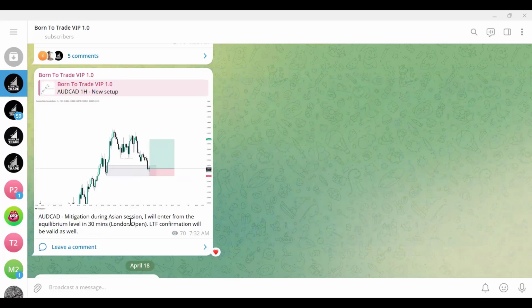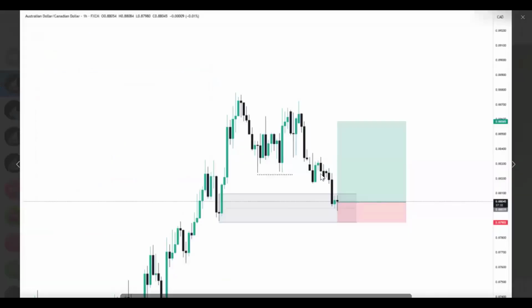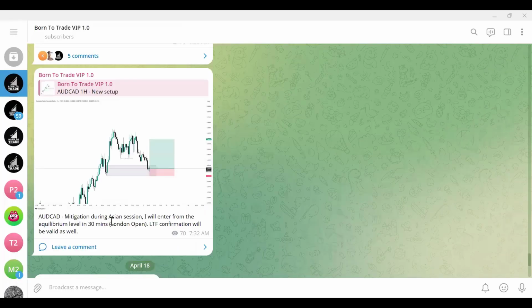I said mitigation during ASEAN session. So I shared the setup, and we're actually waiting for price to get to the level before we take the trade. But price mitigates this level during ASEAN session, and I trade two major sessions, the London and the New York. So that's why I dropped the note. I said the mitigation was during ASEAN session, but I will enter from the equilibrium level in 30 minutes. London session was about to open in the next 30 minutes, so that's why I said I'll be getting involved in 30 minutes.